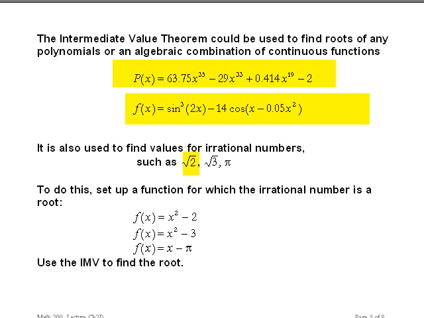So you want a value for the square root of 2 or the square root of 3 or pi. Here's how you do this. You set up a function for which that irrational number would be a root. So here I say if f of x is x squared minus 2, then the square root of 2 is a root of this function, because at the square root of 2, f of x is 0.